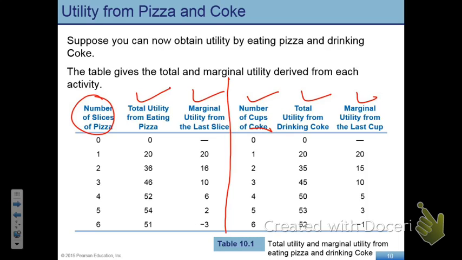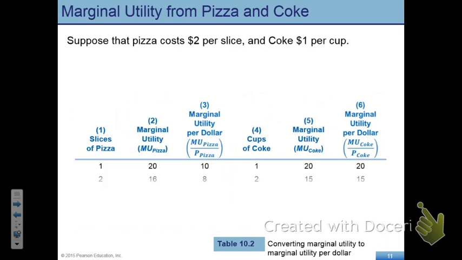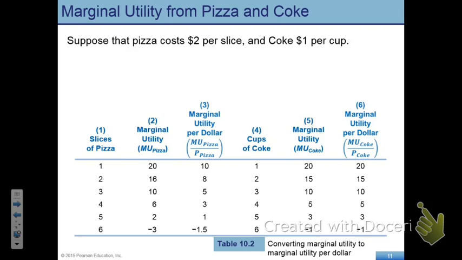In order to make sense of the purchasing decision of our buyer, we are going to introduce the price of these goods. We're going to assume that the price of Coke is about $1 and the price of pizza is $2 per slice. Some information, they're very, very useful.